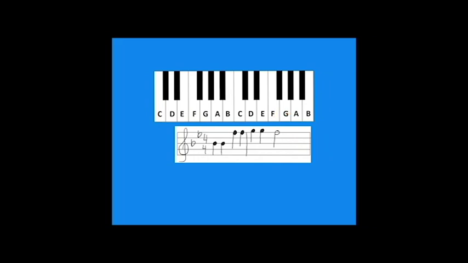But here's what it would sound like if instead of playing B flat like I'm supposed to, I play B natural. Super gross, and that's why we have to pay attention to key signatures.